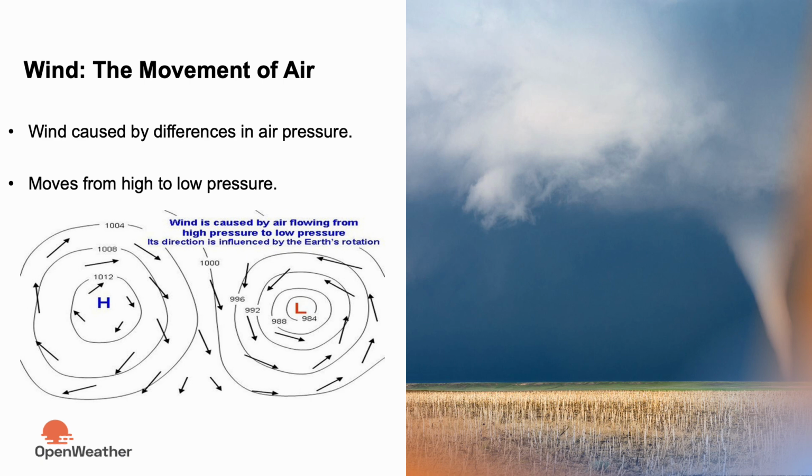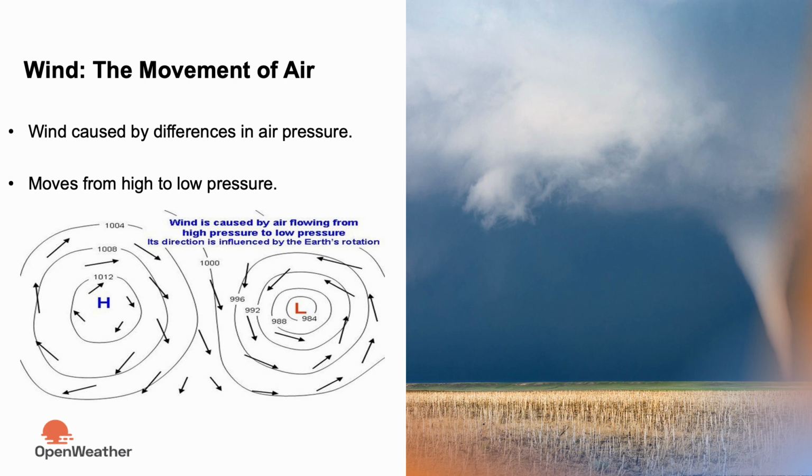Wind occurs when air moves from areas of high pressure to areas of low pressure, similar to water flowing downhill. The greater the difference in pressure, the stronger the wind. This is why storms can be so windy. They involve sharp differences in air pressure.